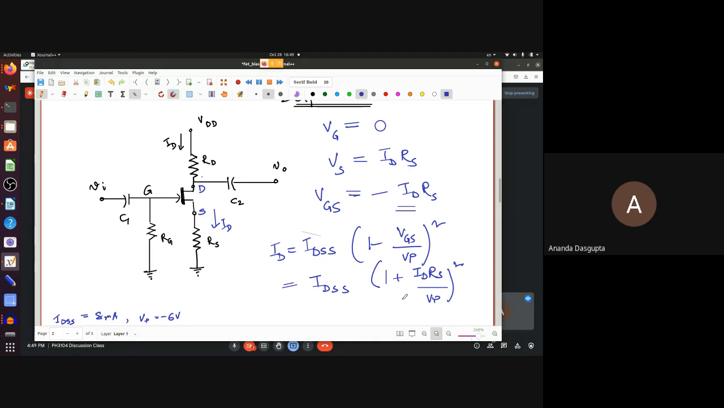Remember IDSS and VP are parameters for the JFET, which we know. And RS, RG, RD, these are things we know. We are connecting them, so we know how much they are. Can I find out ID from this? Of course, when I say ID, this actually is the ID quiescent. Just the biasing, no signal. Can you find out ID from here?